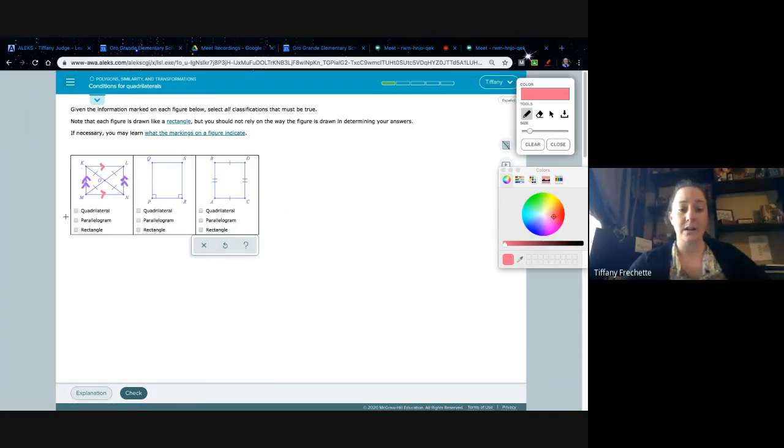So I know it's a parallelogram already. I have two pairs of parallel sides. I also know it's a quadrilateral because I can see that. And you should check quadrilateral on all of these because they already told us it's drawn to look like a rectangle. Rectangle's 4 sides. So now we just need to be more specific in here.